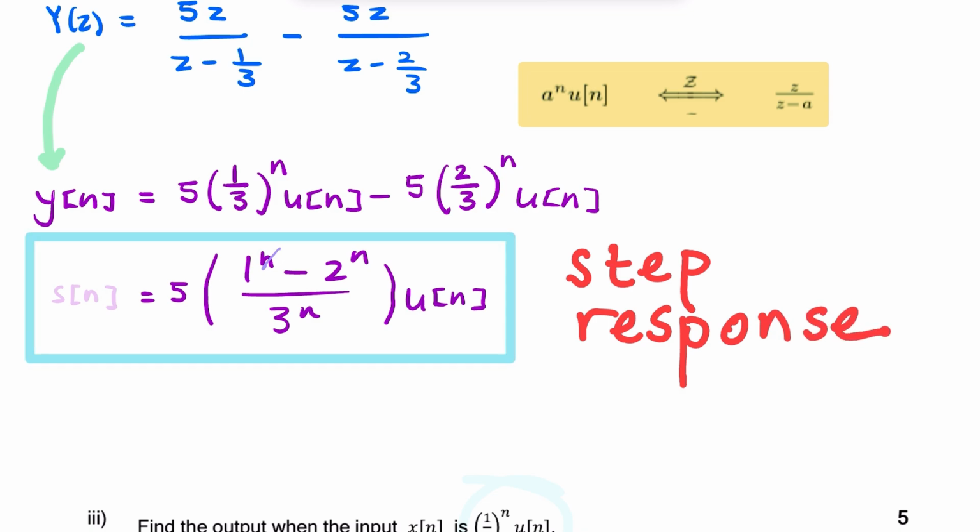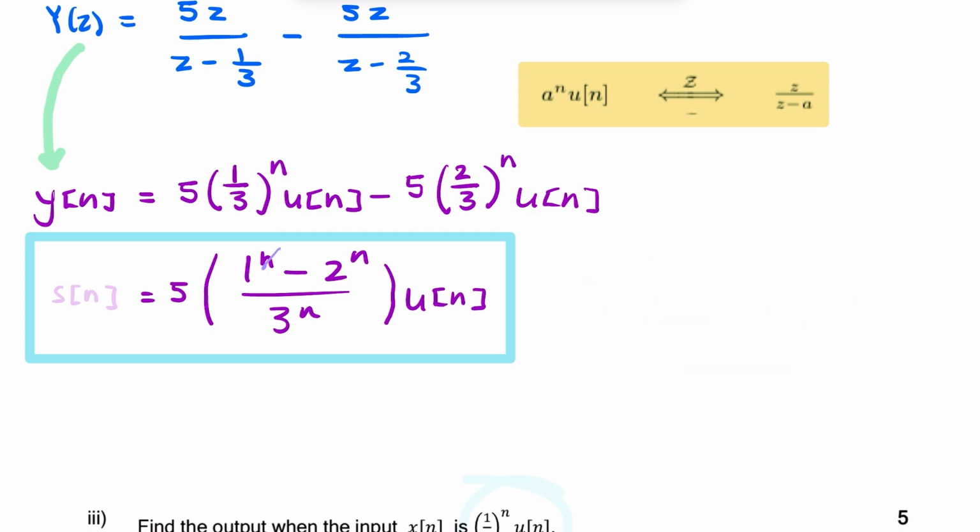And really what we should call this is not y of n, but s of n, because the question was, find the step response. So the step response is s of n.